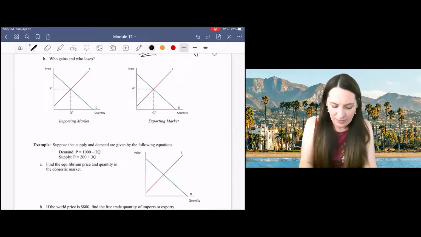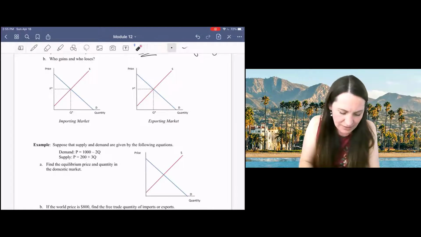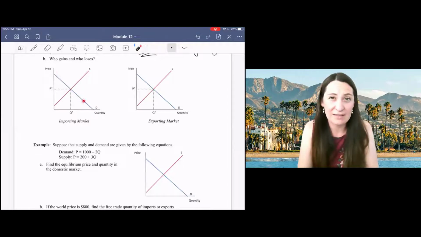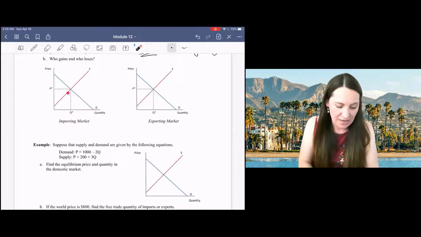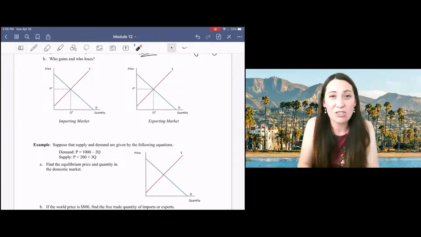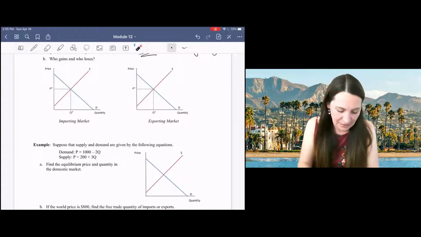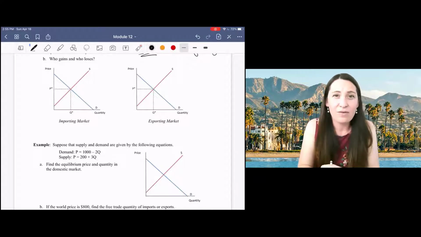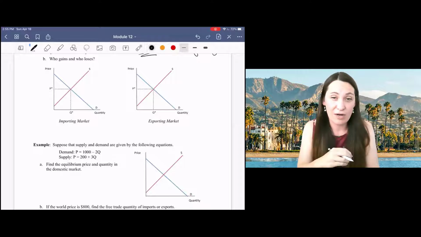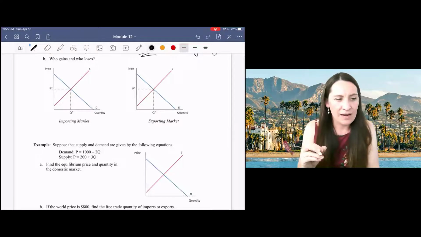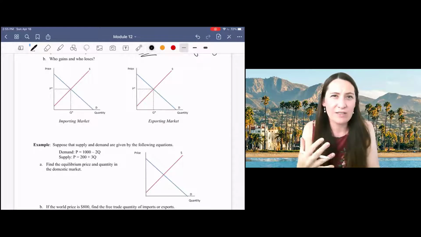Here we have supply and demand showing a domestic market for this product. So this demand curve represents domestic consumers, and the supply curve represents domestic firms. This is the price and quantity in the market if the country was closed to trade, no international trade. Now we'll assume the country opens to trade.